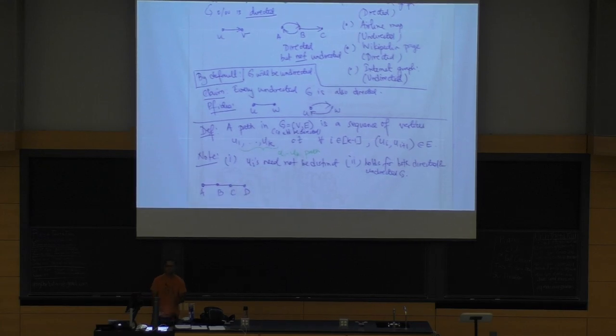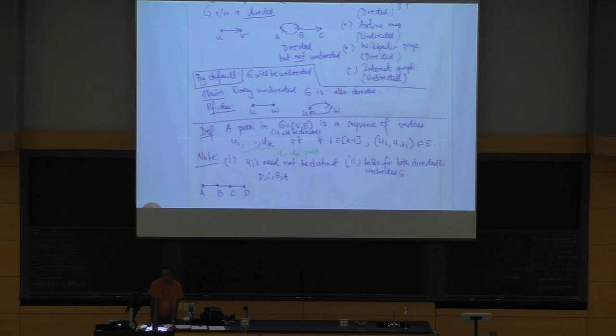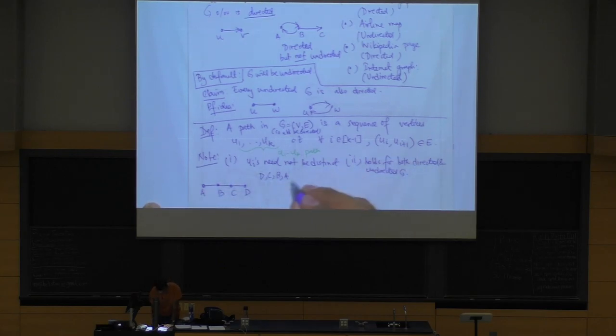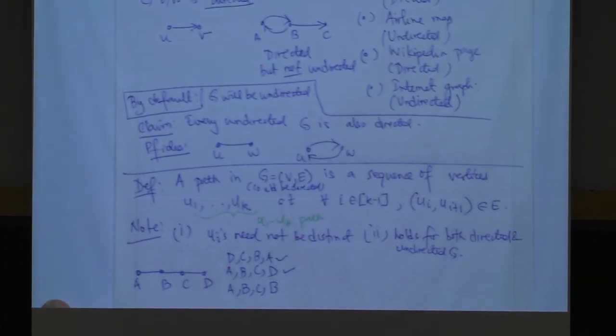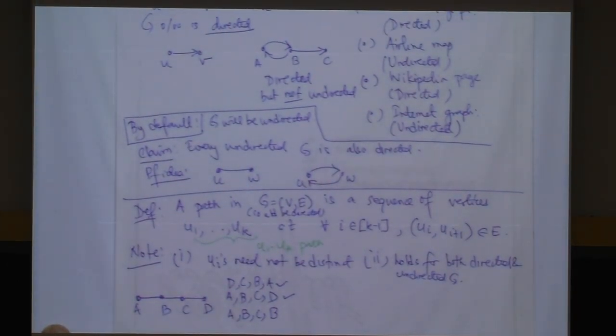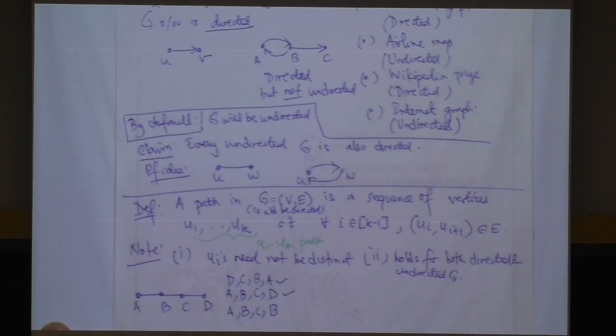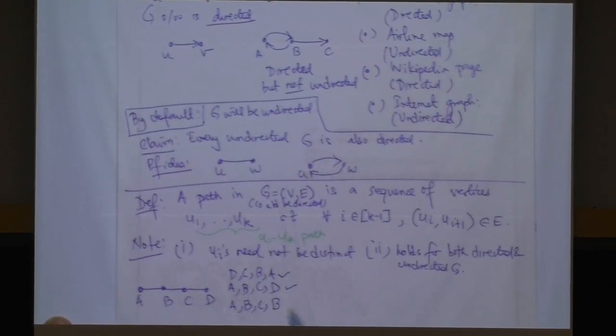So if I graph with four vertices and these three edges, is DCBA a path? Yes, it's an undirected graph, so you can go either way. Is ABCD a path? Yes, you can just move from here to here. Is ABCB a path? Yes, because we are allowing vertices to be repeated. So you can go from A to B, B to C, and then come back.